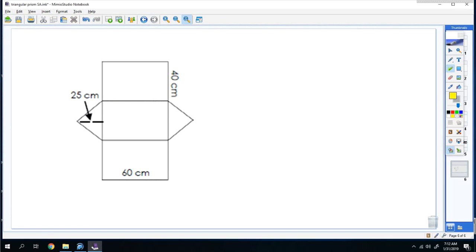So again, we have a triangular prism. So it means that the bases are triangles. So we're going to find our LSA. LSA will be the areas of all of these rectangles. So we're going to find the area of all these rectangles. And again, all 3 of them are the same. But just to warn you, that's not always going to be true.